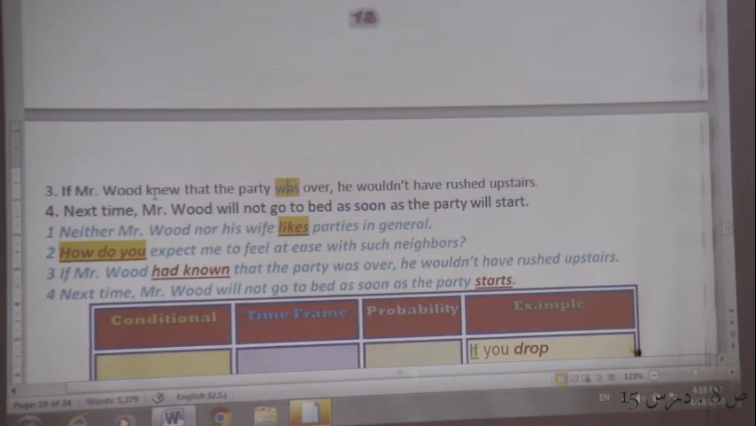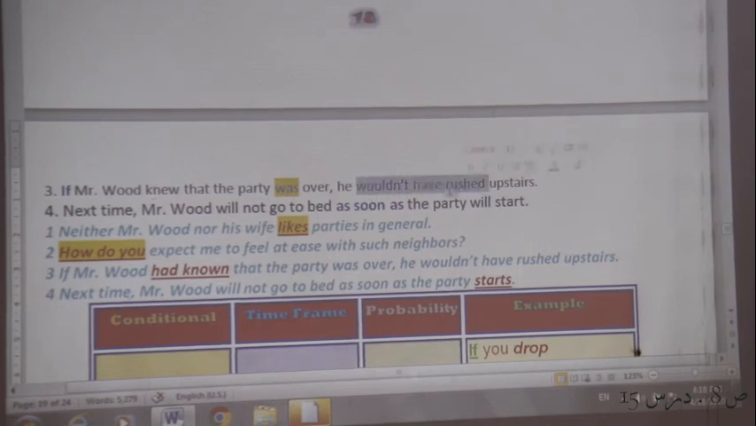So if Mr. Wood knew, and here is the grammatical error. But before we correct it, let's have a look at the second part. He wouldn't have rushed upstairs. So it's correct. Wouldn't have rushed is correct depending on the rules that we read. So if Mr. Wood knew, here I need to replace the past simple with the past perfect. So the correct answer would be had known. If Mr. Wood had known that the party was over, he wouldn't have rushed upstairs.